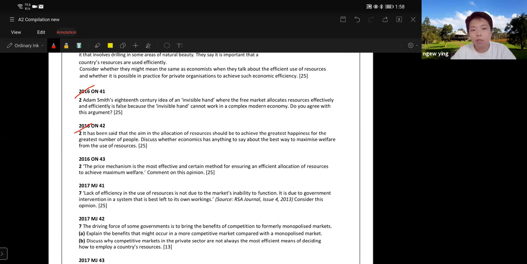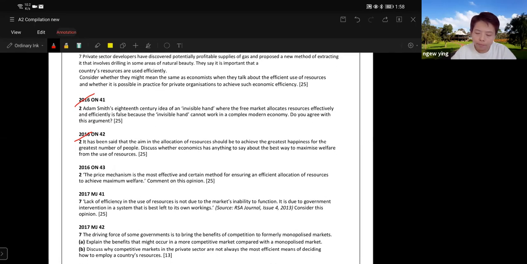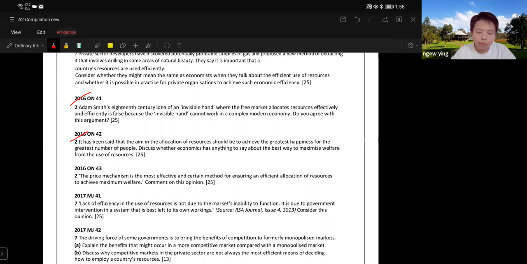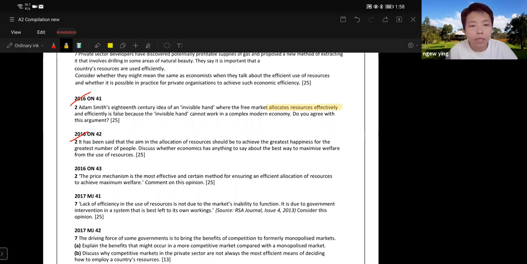So first of all, we'll be looking at 2016-ON41 and 2016-ON42. Let's look at these two questions first. From the questions, there is one important keyword: allocate resources efficiently or effectively. That is the first keyword. Then we look at the second question, which says the aim of allocating resources should be to achieve the greatest happiness. So something like effective and efficient.